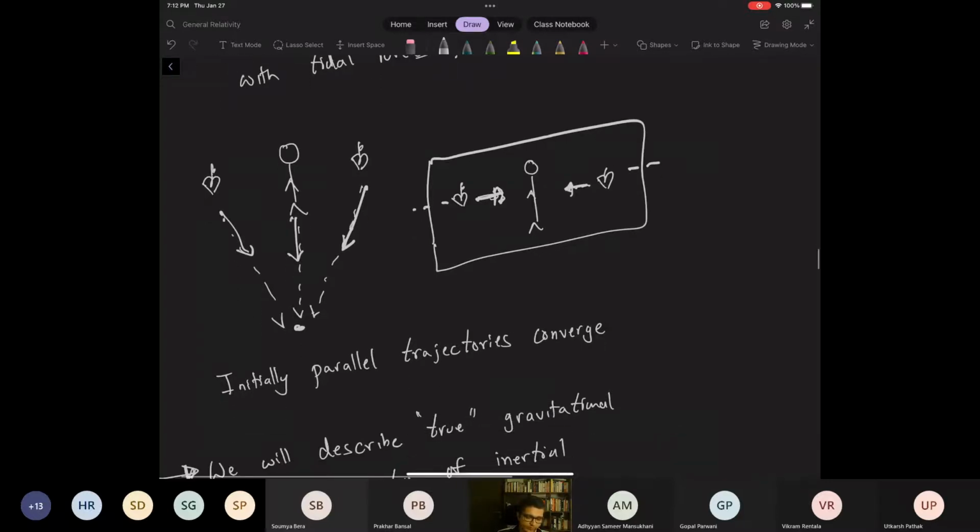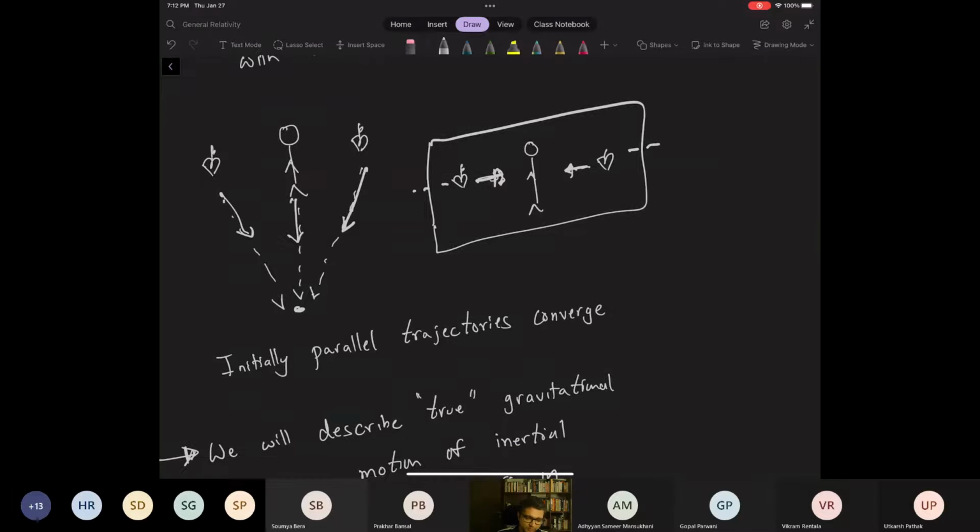So what would have been initially parallel trajectories, if you're very far from the Earth, this is like vertically down. But what you find is if you wait long enough, these initially parallel-looking trajectories actually start converging together. They start coming closer together. And this is really the hallmark of a true gravitational field: inertial observers, as they're moving along their trajectories, start converging towards each other, even though the trajectories were initially parallel.